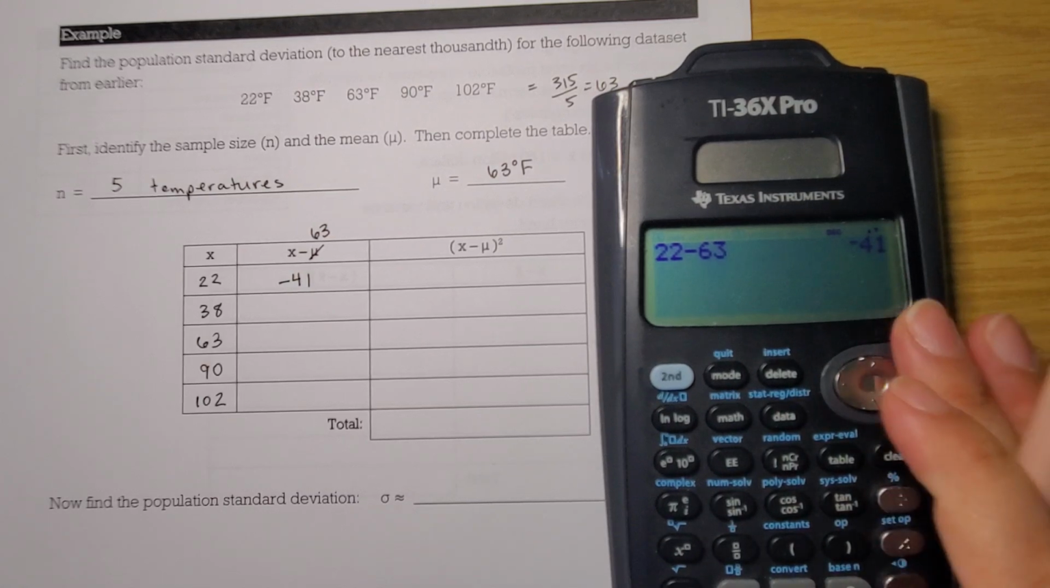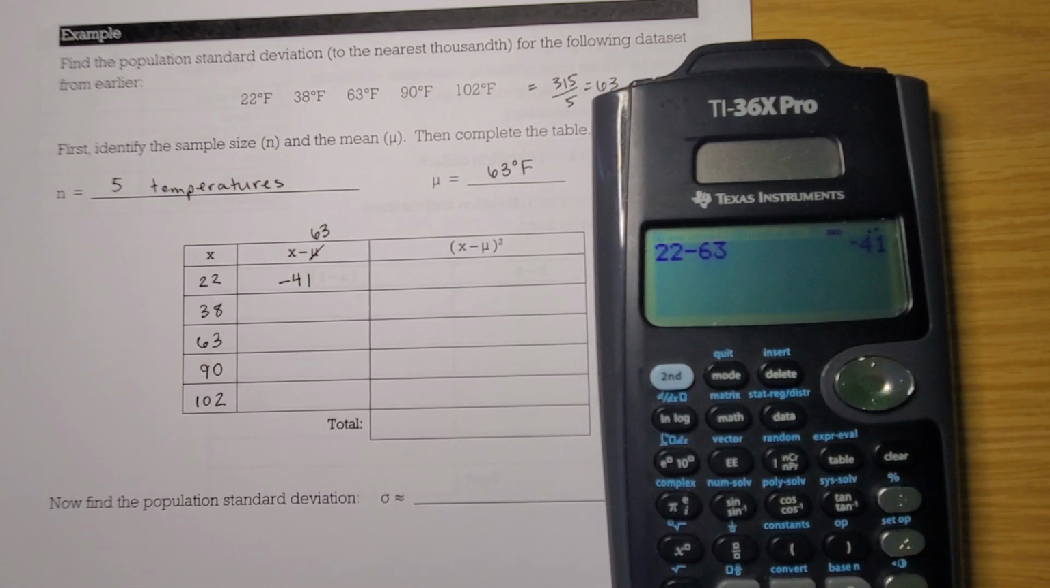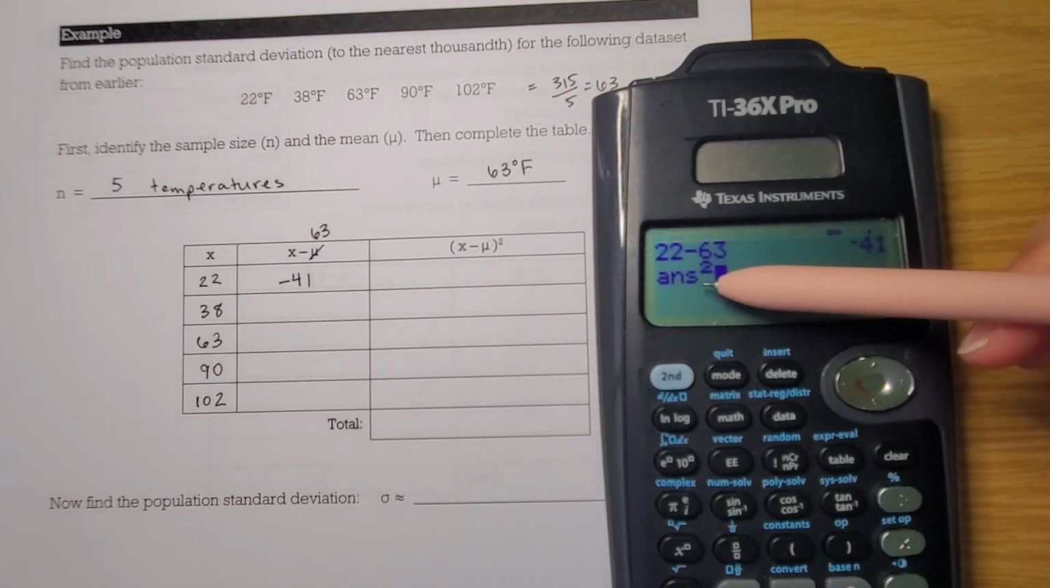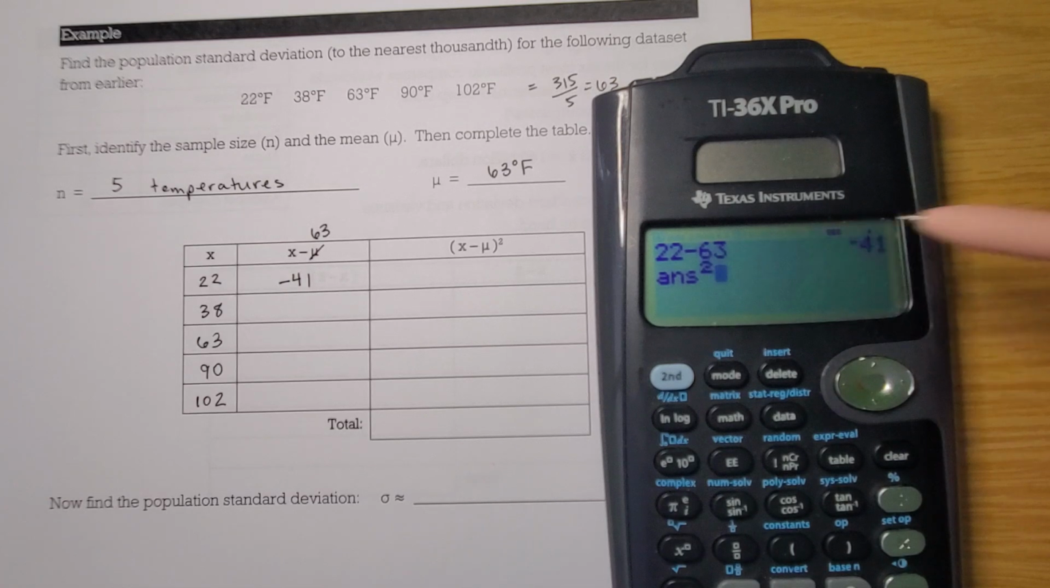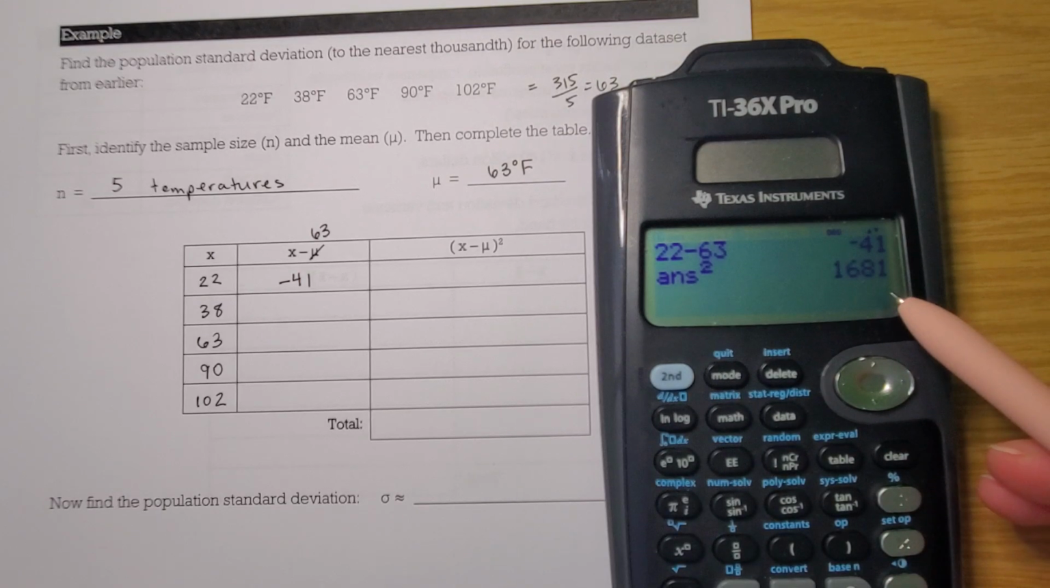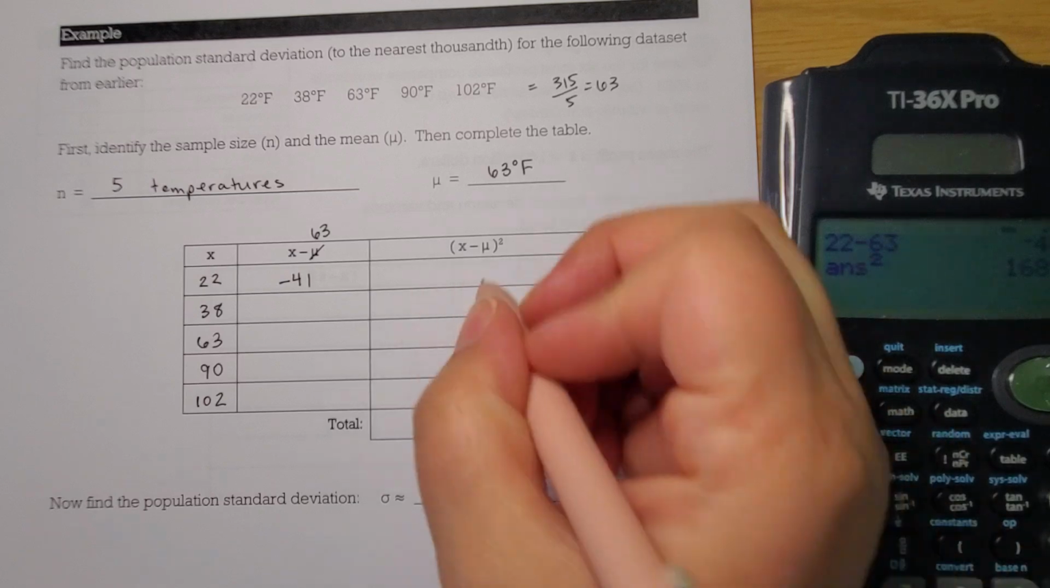Then, with that still in my calculator, I'm not going to clear it or anything. I'm just going to press my x squared button. And see how on this calculator it says ANS? That means it's taking my previous answer and squaring it for me. That's what we want to have happen. I get 1681. That's going to go over here.